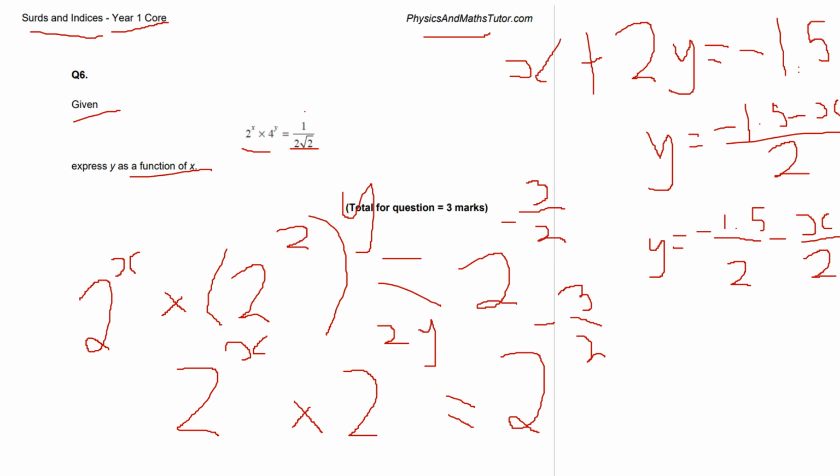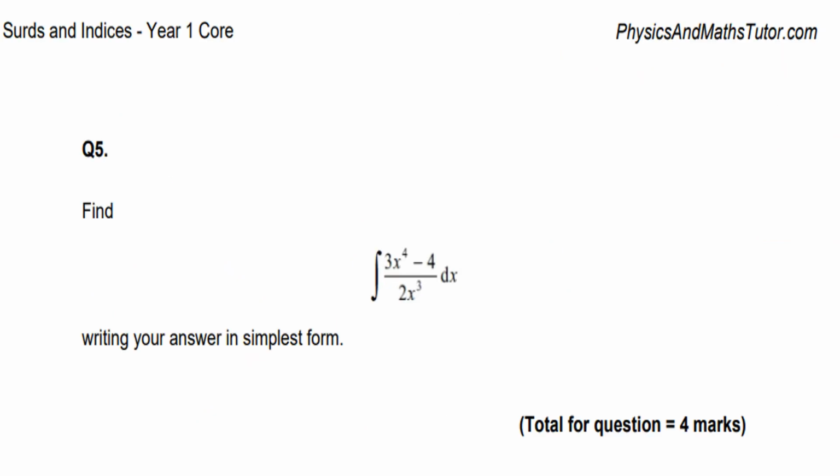So that's working out that answer, guys, and that's obviously relying on you having prior knowledge of your laws of indices and expressing things as powers, in this case as powers of 2. Hopefully you're happy with the steps. Again, any questions on this topic, put it in the comment section. Okay, so next question now, guys. So, surds and indices, year 1 core. Okay, it's question number 5.